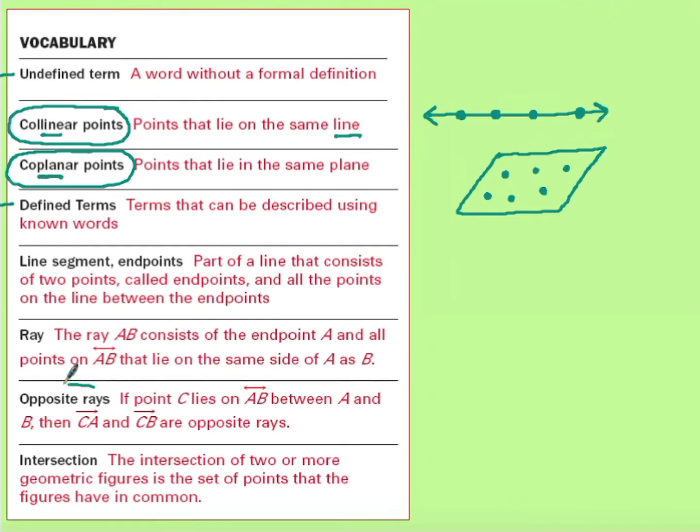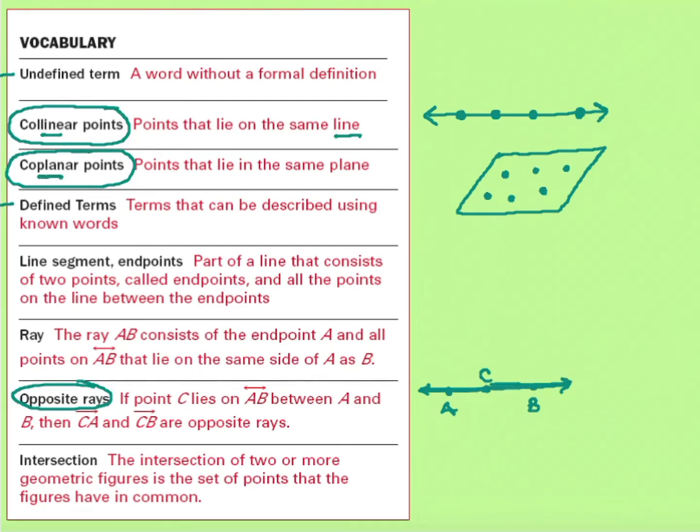We just talked about opposite rays. Opposite rays go in opposite directions. If point C lies on line AB between A and B, if C is between them, then ray CA and ray CB are opposite rays.